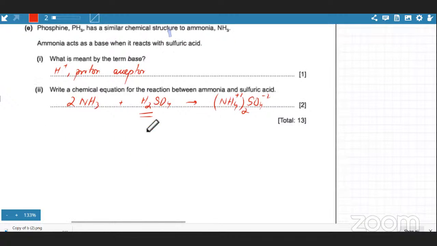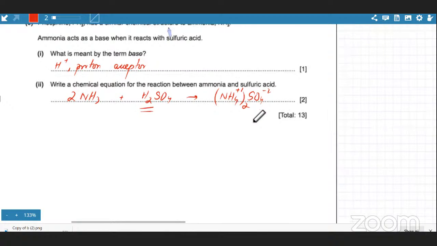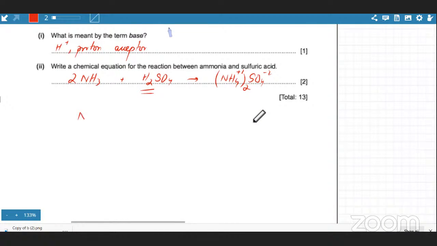So whenever ammonia reacts with an acid, it produces an ammonium salt. Any acid, it's going to be the same thing. Let's say ammonia reacts with hydrochloric acid, HCl. Then the same thing, the salt would be produced. Ammonium is going to take its place.